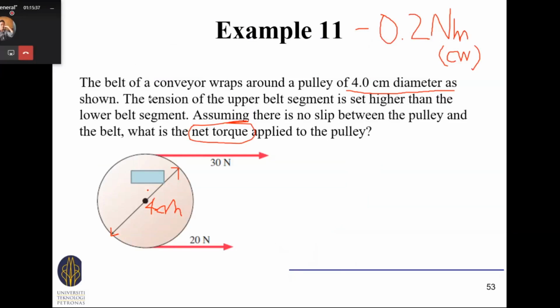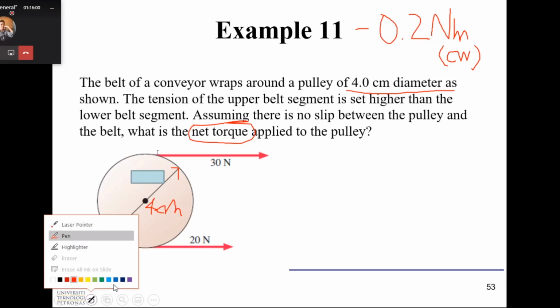Okay, next, let's try example 11 together. This is the first example related to the torque. I know with all the explanation related to the theory, somehow the theory is a little bit confusing. So let's try to do it with calculation. The question comes like this. Okay, let's try to do this together.